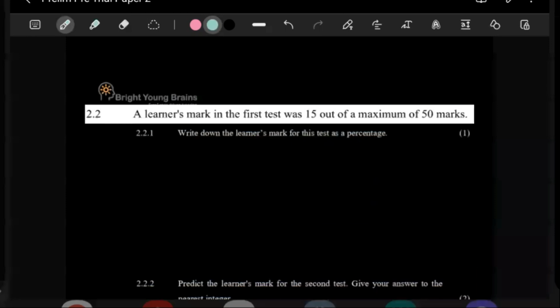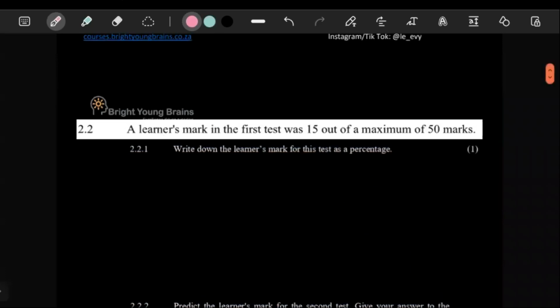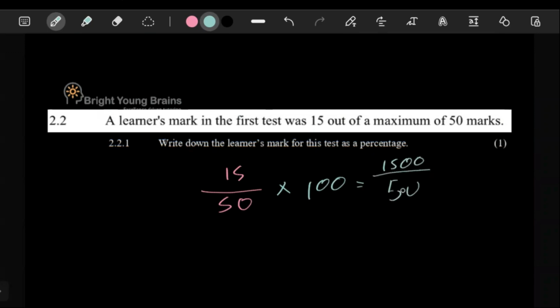2.2 says the following. The learner's mark in the first test was 15 out of a maximum of 50. Write down the learner's mark as a percentage. So if a person is going to get 15 out of 50, for you to write this as a percentage, you have to multiply it by 100. When you do that in your calculator, it's going to give you 30. See, this is 30%. Moving on.